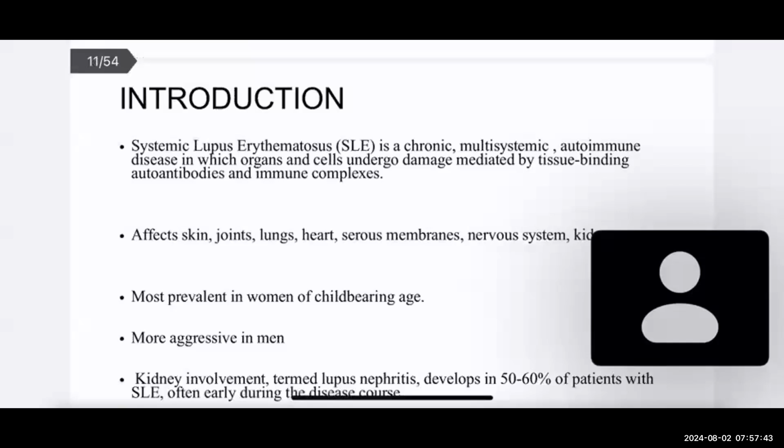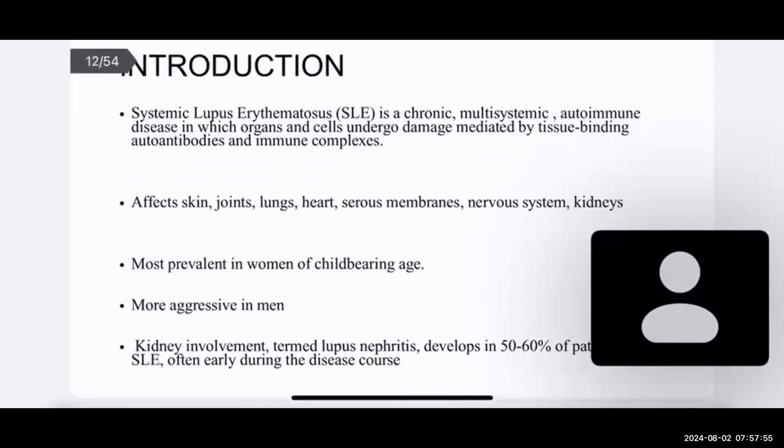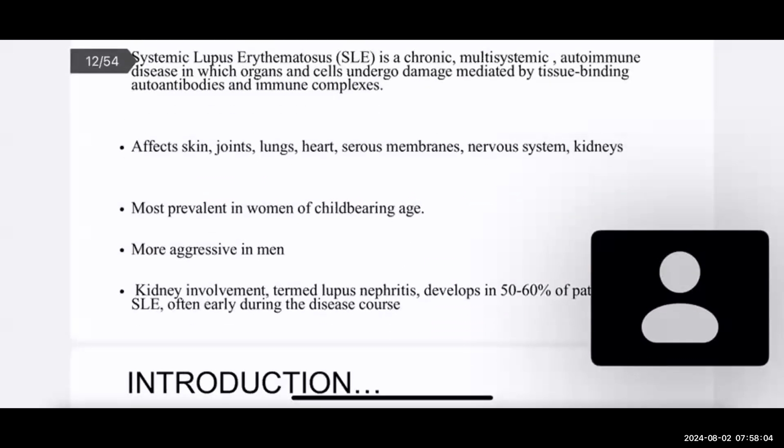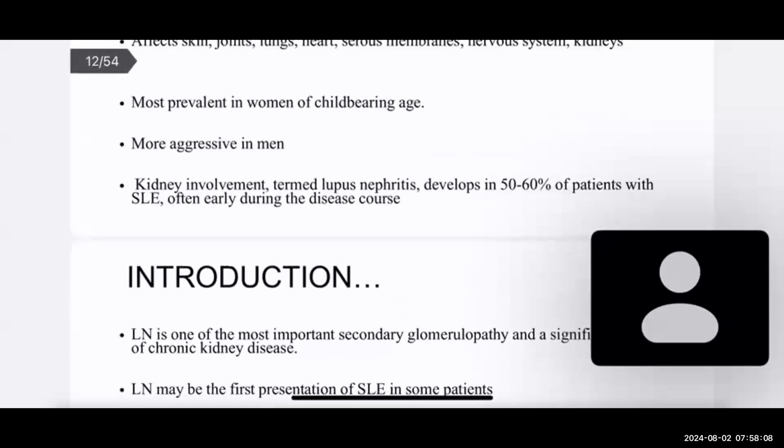By way of introduction, SLE is a chronic multisystemic autoimmune disease in which organs and cells undergo damage from tissue-binding autoantibodies and immune complexes, and it affects a lot of organs: the skin, joints, lungs, the heart, serous membranes, nervous system, and especially the kidneys. It is most prevalent in women of childbearing age, although more aggressive in men. And the kidney injury.